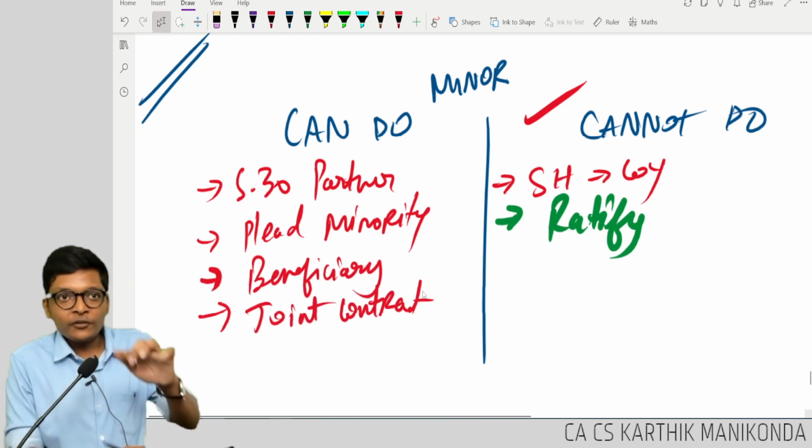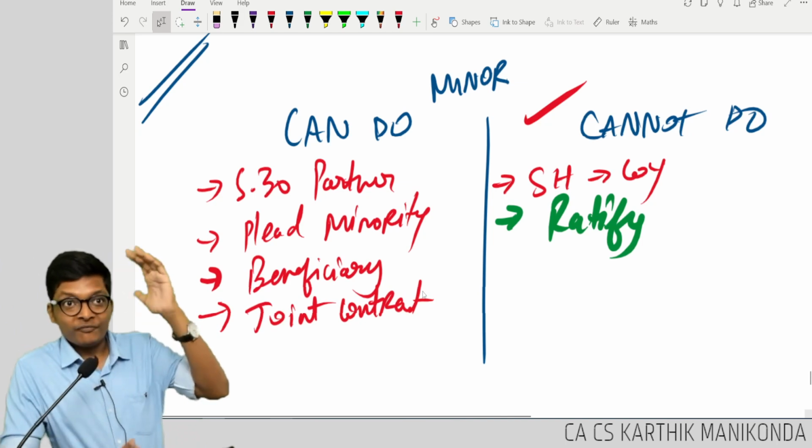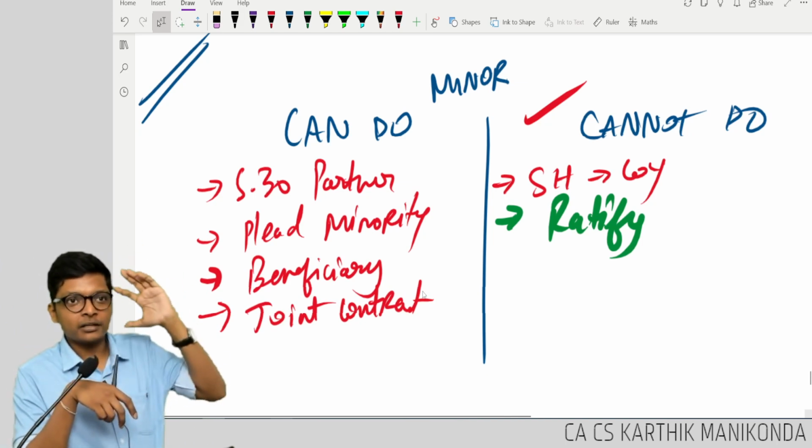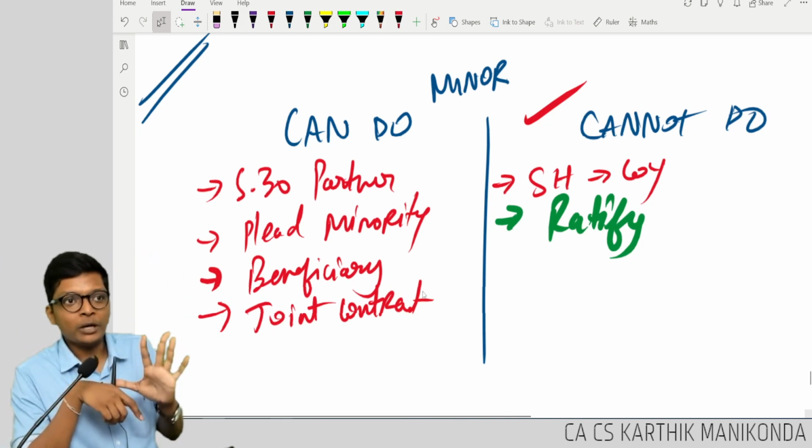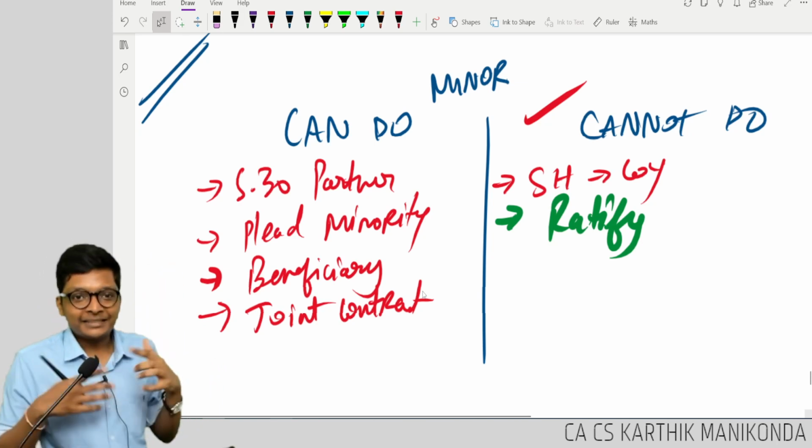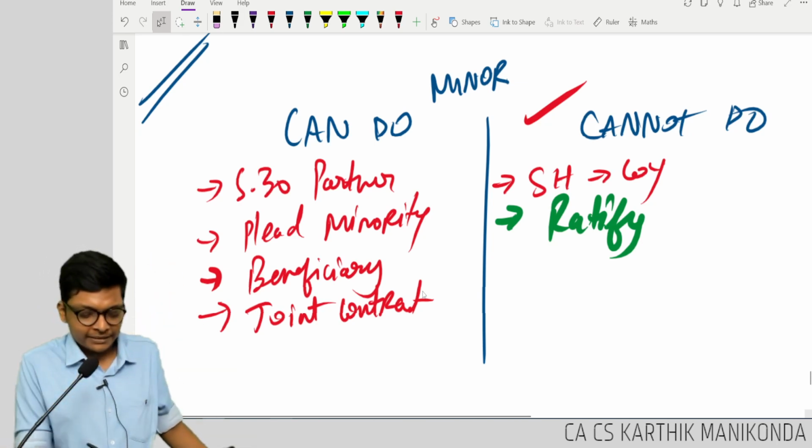Example, how many of you have a bank account from the time when you were a minor, as kids? Yes. How did you have a bank account? With the parents as major. That's a joint contract. Okay. Next.